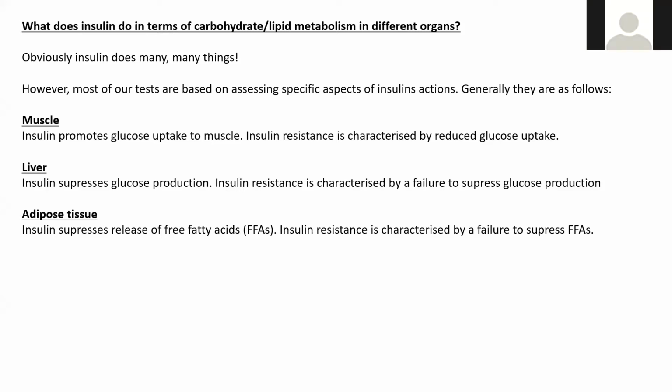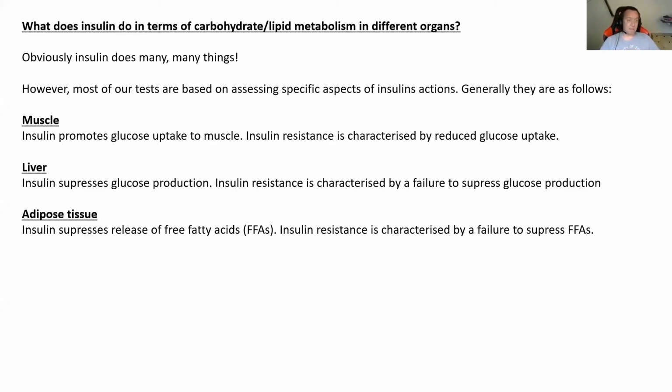The action we're usually looking at with respect to muscle is the ability of insulin to promote glucose uptake to muscle. And insulin resistance is characterized by a reduced ability of muscle to take up glucose for the same dose of insulin. In terms of liver, the function we are most often interested in when we do metabolic tests in vivo is its ability to suppress glucose production from the liver. Insulin resistance is characterized by a failure to suppress glucose production. There are other things we can measure, but I would say this is the most common one that we're measuring when we're doing in vivo metabolic tests on rodents.